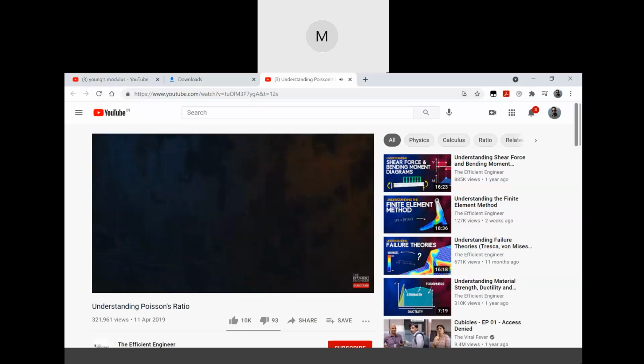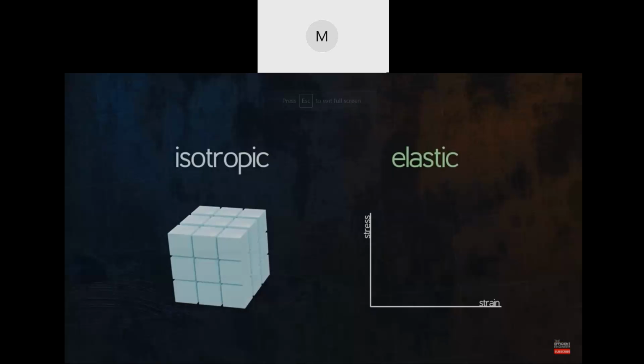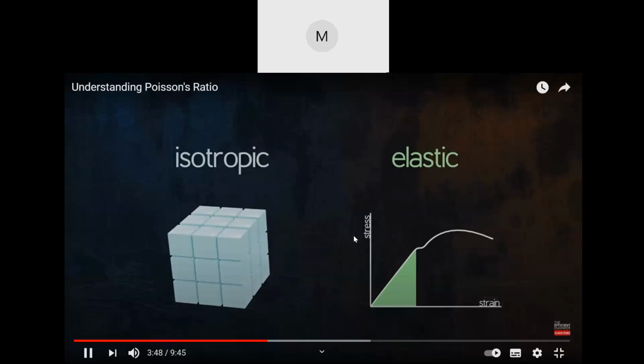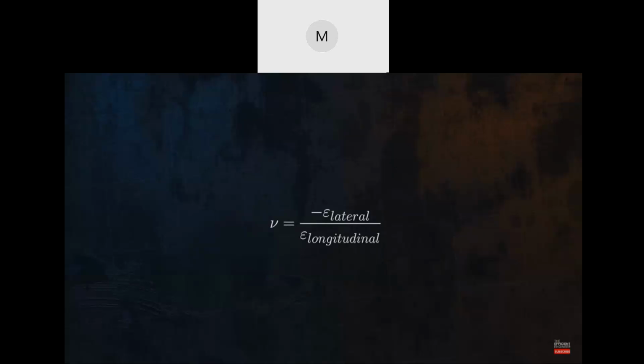Now is probably a good time to mention that this equation and the concepts described in this video only apply for isotropic materials, which are materials which have the same properties in all directions. We are also assuming that the materials are deforming within the elastic region. Things get a bit more complicated when plastic deformation is involved. Anyway, to summarize, Poisson's ratio is a dimensionless material property which tells us how much a given material will contract in the lateral directions when we pull on it in a longitudinal direction.